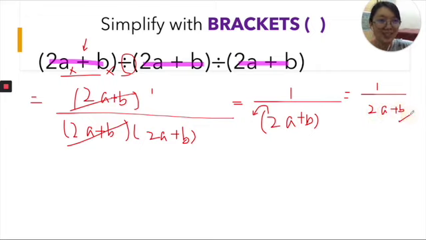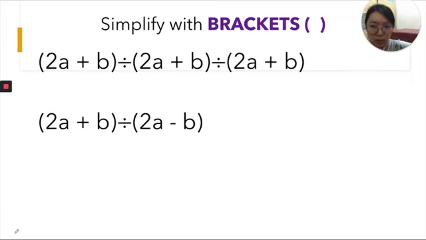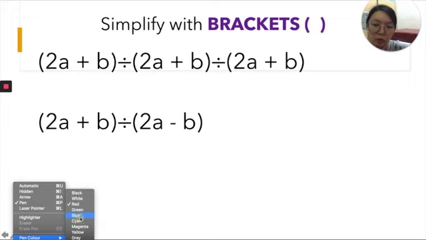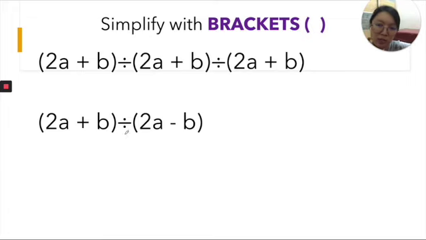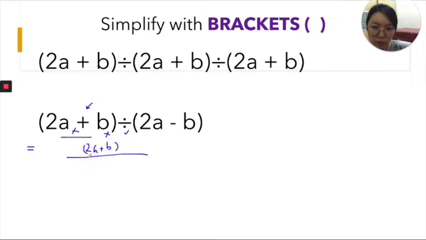This is the answer. The next one, I have 2a plus b divided by 2a minus b. Now, look, what are the differences? Again, I have divide, I have bracket, check inside, plus, no like terms, cannot simplify. Therefore, I put down an equal here. Divide means a divide line, put on top. Whatever after divide, put at the bottom.